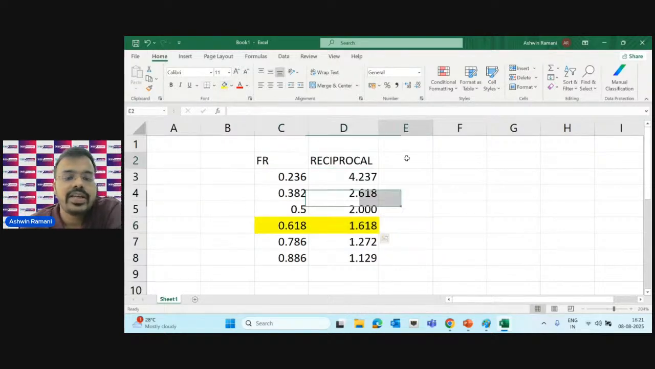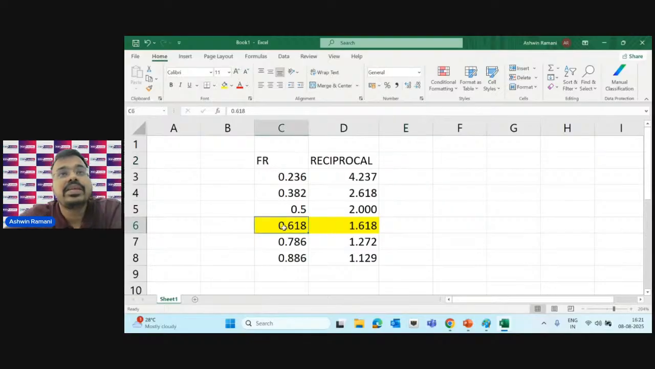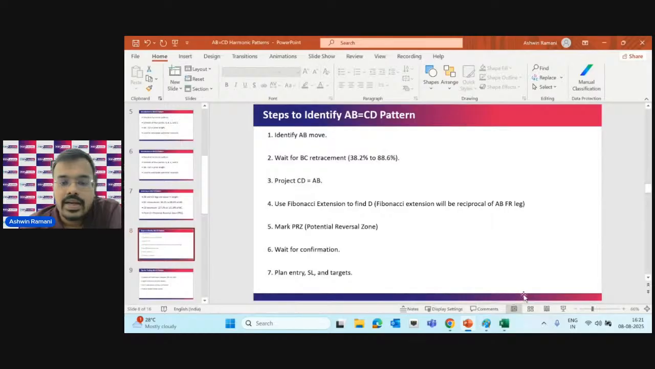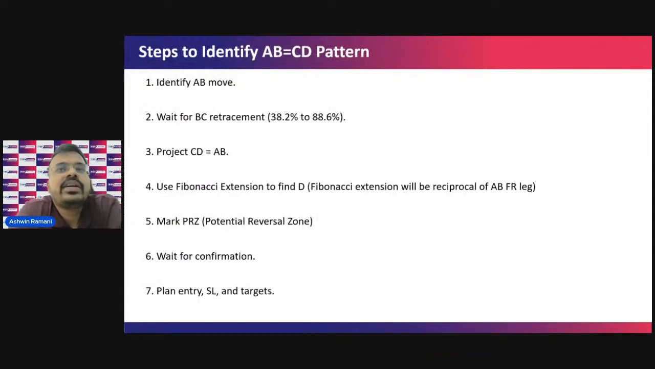Now the Fibonacci retracement that we had here was 0.618. तो मैं इसको थोड़ा yellow कर देता हूँ. So remember our Fibonacci retracement of the BC leg was 61.8 or you call it as 0.618. हमने उसका reciprocal भी निकाला यहाँ पे which is 1.618 here. ठीक है? Okay, perfect. Now let us go to, so we did the first point. हमने second point भी कर दिया. हमने fourth point भी कर दिया यहाँ पे.